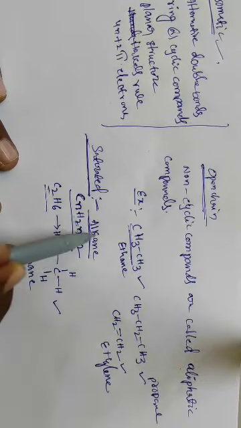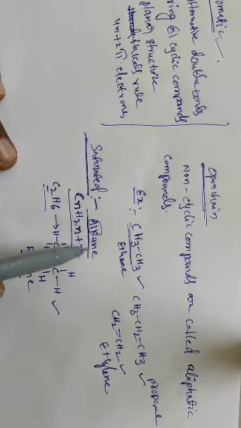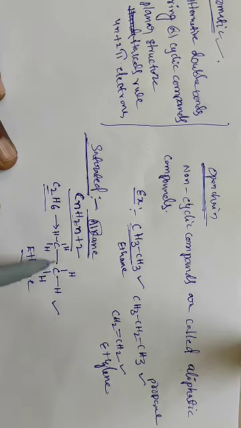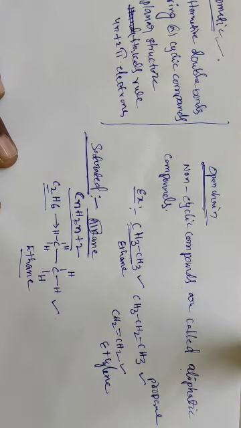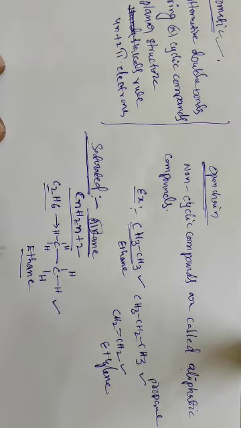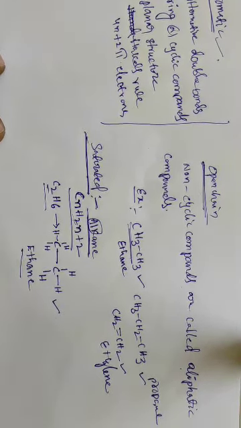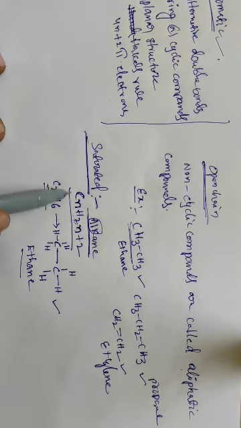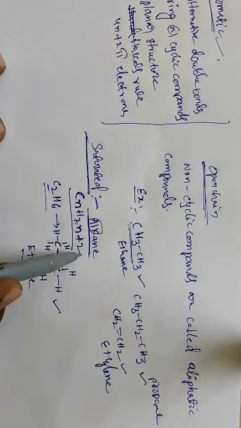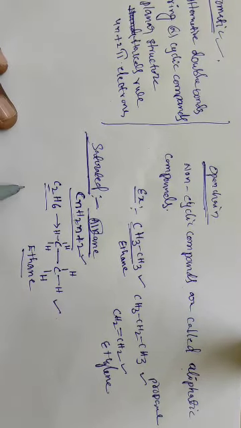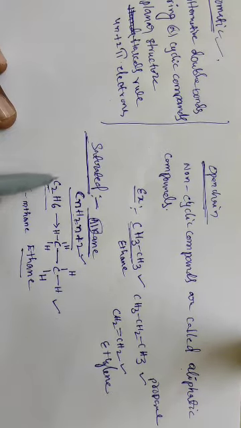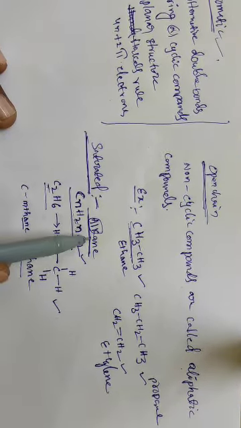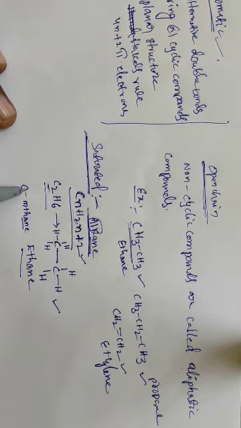Saturated compounds are one type, that is alkane. Alk means carbon chain, ane means single bond. So all single bond compounds are saturated hydrocarbons. Saturation means a single bond between two carbon atoms. The formula is CnH2n plus 2. Now, one carbon, what will we call it? Methane, because it is saturated, so ane will come. Alkane.